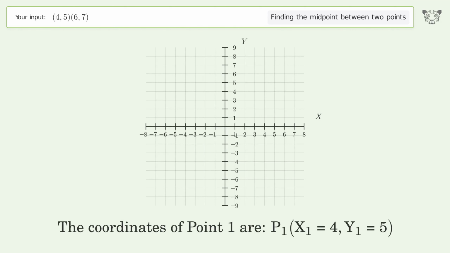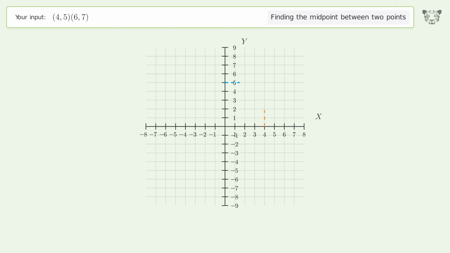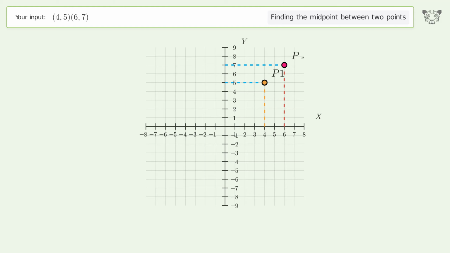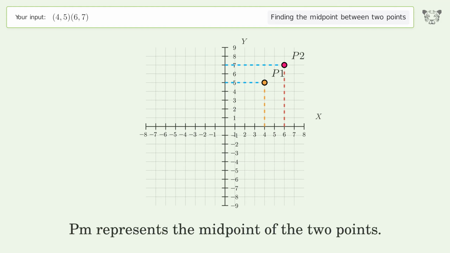The coordinates of point 1 are x1 equals 4, y1 equals 5. The coordinates of point 2 are x2 equals 6, y2 equals 7. PM represents the midpoint of the 2 points.